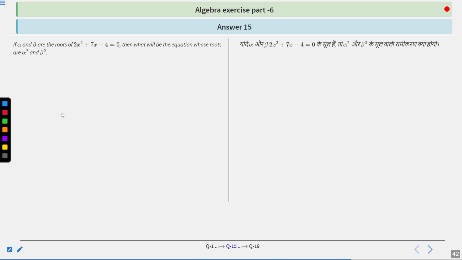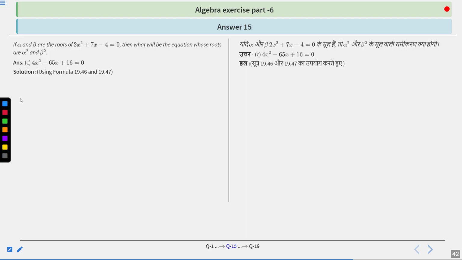Now, alpha and beta are the roots of the equation 2x square plus 7x minus 4 equal to 0. Then what will be the equation that has roots alpha square and beta square that we have to find? The answer to this question is option number C, 4x square minus 65x plus 16 equal to 0. Now let us look at the solution of this question.